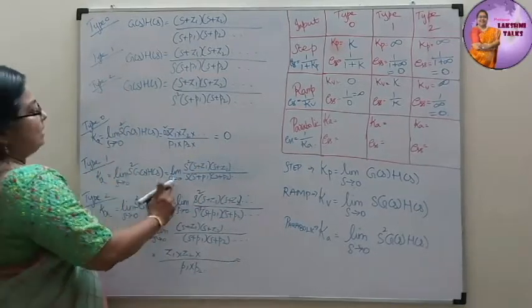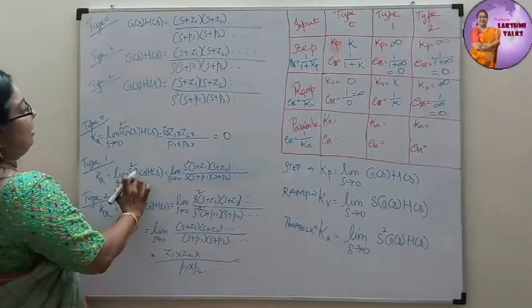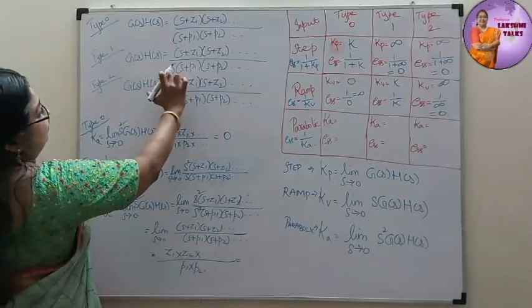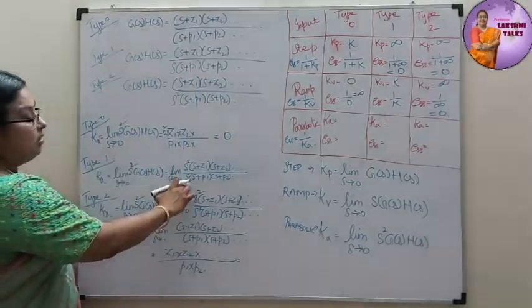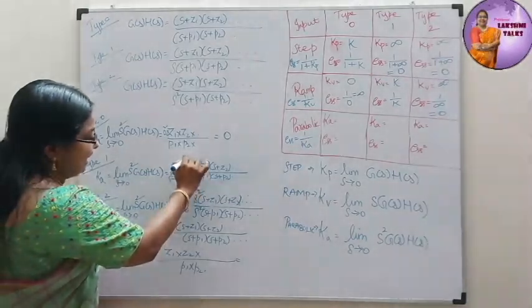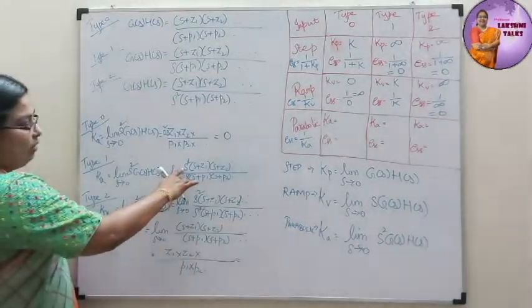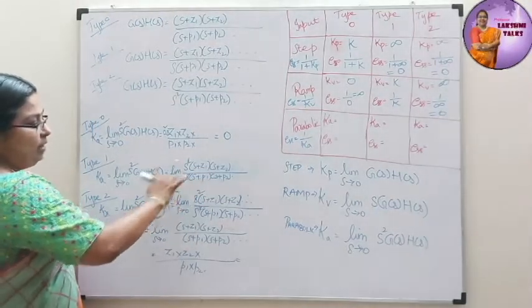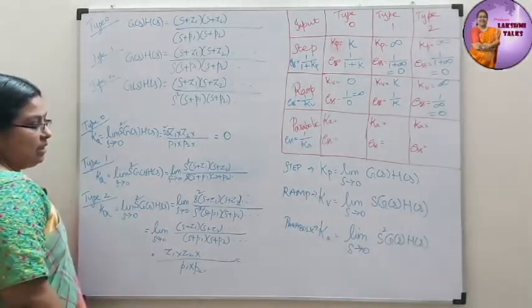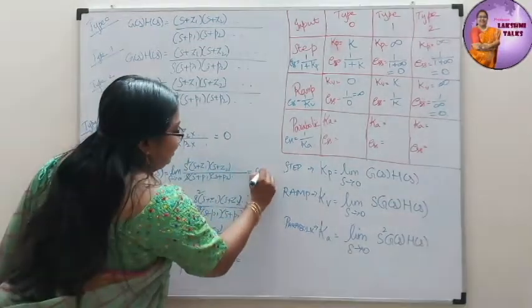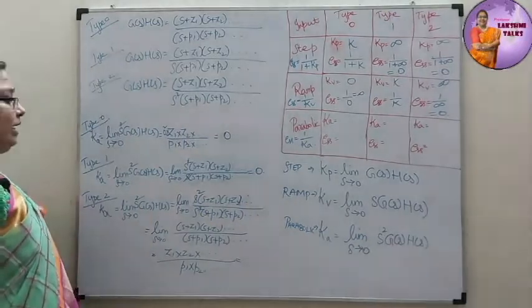And for a type 1 system, s square into G(s)H(s). So G(s)H(s) has an s in the denominator, right? So one s gets cancelled. So in the numerator you have an s. So when you apply limit s tends to 0, what happens? The entire thing will become 0, right?